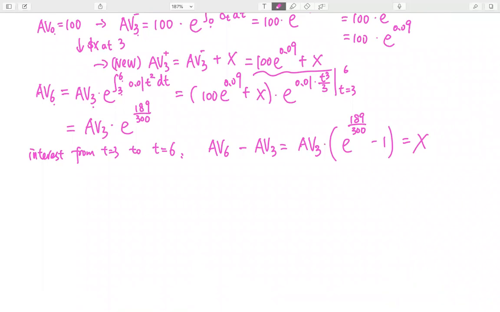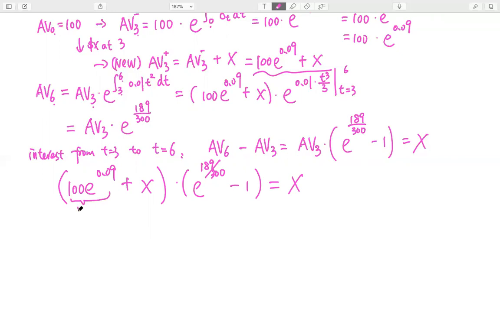Okay, the next thing is basically to solve the equation, and let me show a little bit more detail because this may not be easy for all of you. Okay, so this is my AV3 at the end of year 3 after the second deposit. This is how much the earnings account will get, times this number. So the positive exponential is greater than 1. So this minus 1 will be positive.